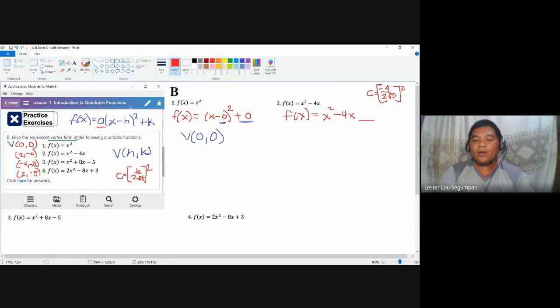So we have here the square root of 1 is 1. 1 times 2 is 2. Negative 4 over 2 is negative 2. Square it, so you will add here plus 4. By adding plus 4, this is now a perfect square trinomial. As you can see, the first term is a perfect square.